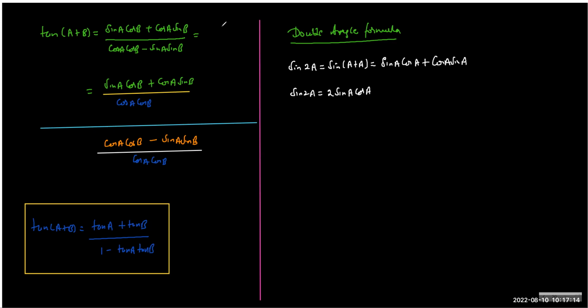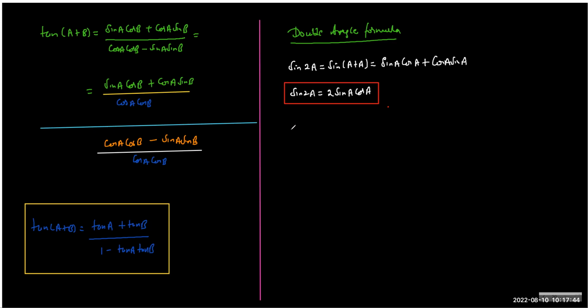Now that's called the formula. It's really simple. So sine of double angle is what? 2 times sine of the angle into cos of the angle. Are you getting it? Is this clear, guys?